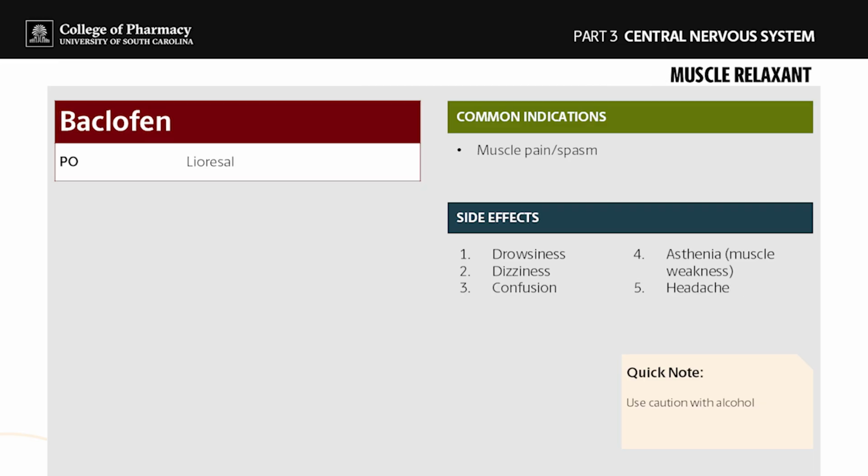Baclofen is a muscle relaxant. Brand name is Lioresal. My southernness kind of comes in. Indication for muscle pain or spasm. And the side effects would be drowsiness, dizziness, confusion, muscle weakness, and headache. There again, you've got another cautionary note with alcohol.